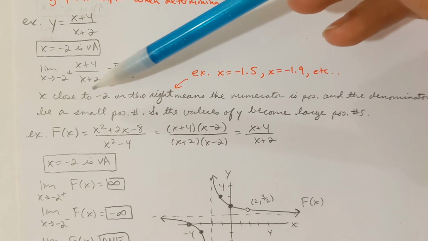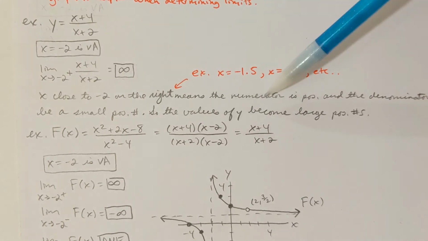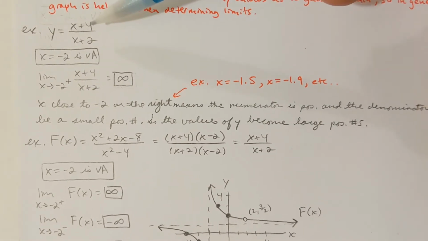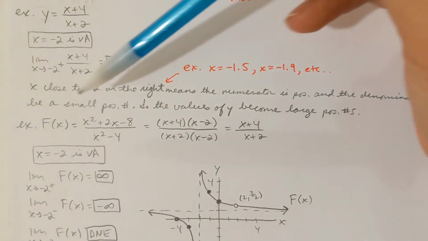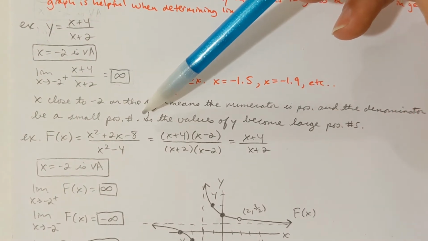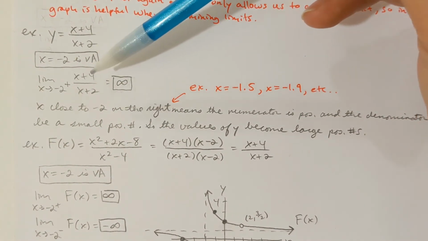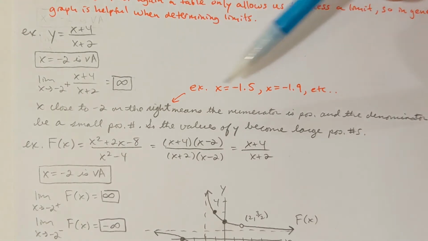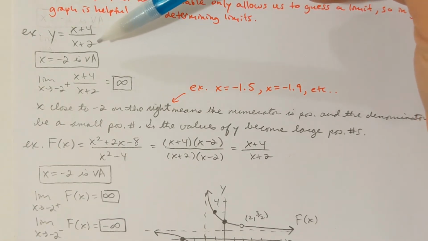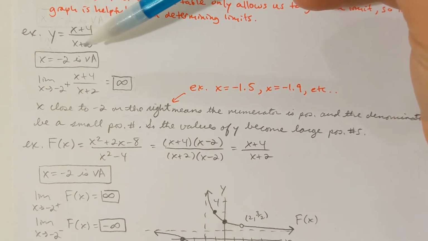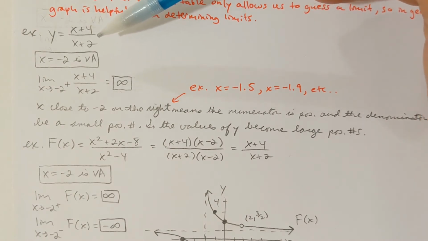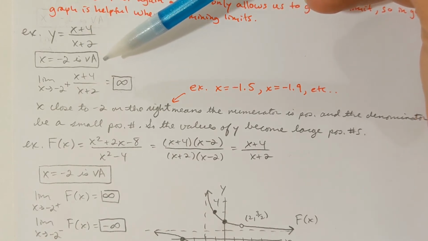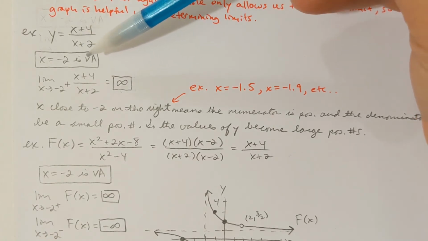Now, x close to negative 2 on the right means that the numerator is going to be positive, right? If I'm on the right side of negative 2 and I add 4, no matter what number I select, I'm going to have a positive number up top. That will always happen. And the denominator will be a small positive number. Okay, if I'm on the right side of negative 2, like x is negative 1.5 or negative 1.9 or something like that, and you add 2, you're always going to have a positive number down under. Now, that number down under is going to be a very small number as long as you are close to negative 2.